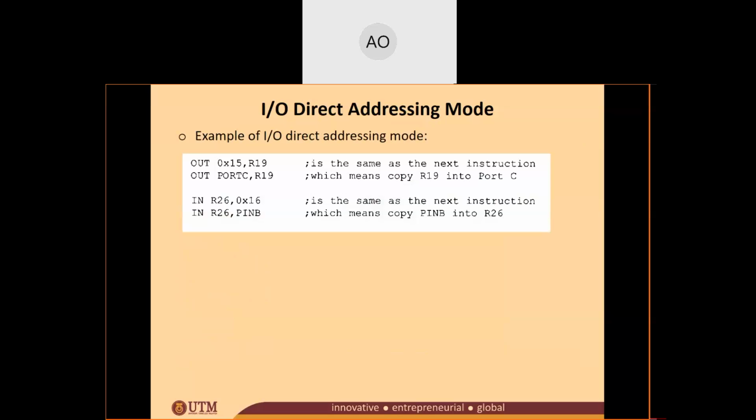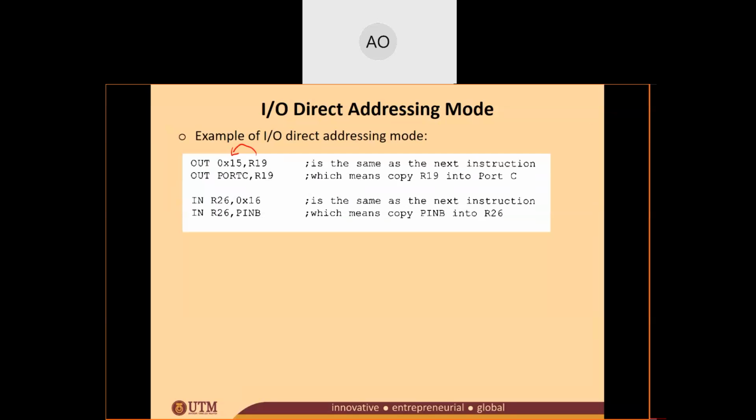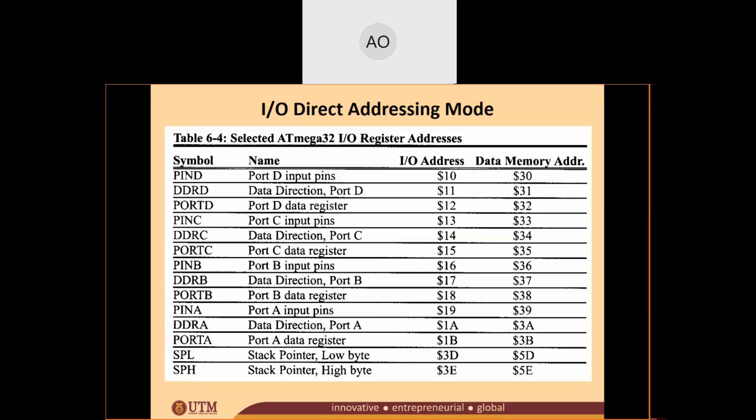Okay, for example here, example of IO direct address mode. OUT 0x15, R19 means that you're going to put the value from R19 to address 15, which is, if you refer back to your IO table, address 15. Okay, so address 15 in IO address is actually your port C.